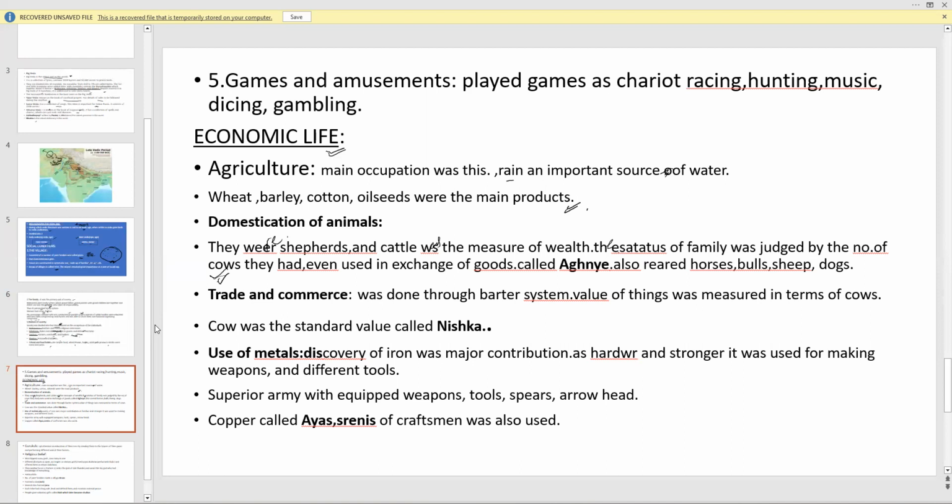This was important. So cows were given great importance, and in the exchange of goods they also used cows, which they called aganya. Okay, and they also reared horses, bulls, sheep, and dogs for their purposes. Then about trade and commerce.